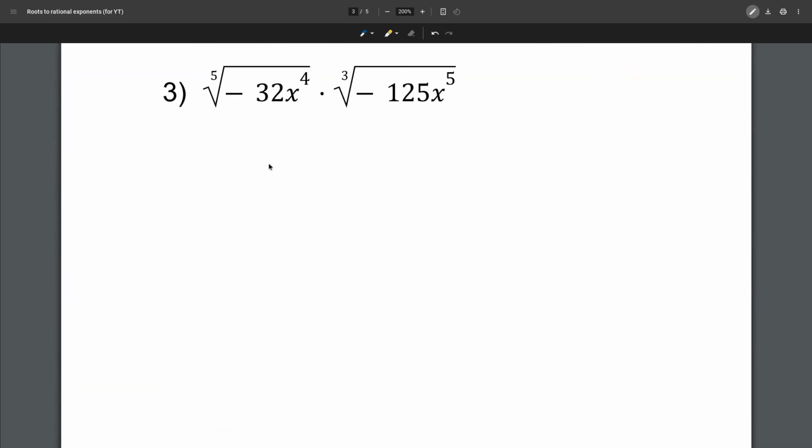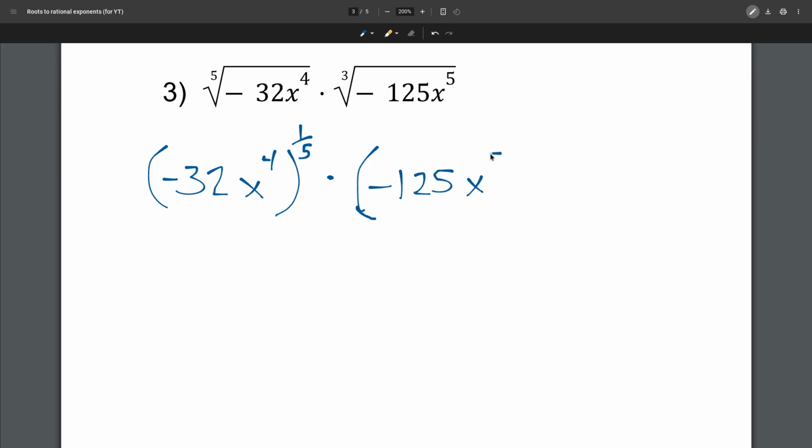Alright, next one we have the cube root of, or not the cube root, the 5th root of negative 32x to the 4th times the cube root of negative 125x to the 5th. Alright, so let's write this out. So we have negative 32 x to the 4th, that's going to be to the 1/5 power, times negative 125 x to the 5th to the 1/3 power. Alright, so let's break this apart further.